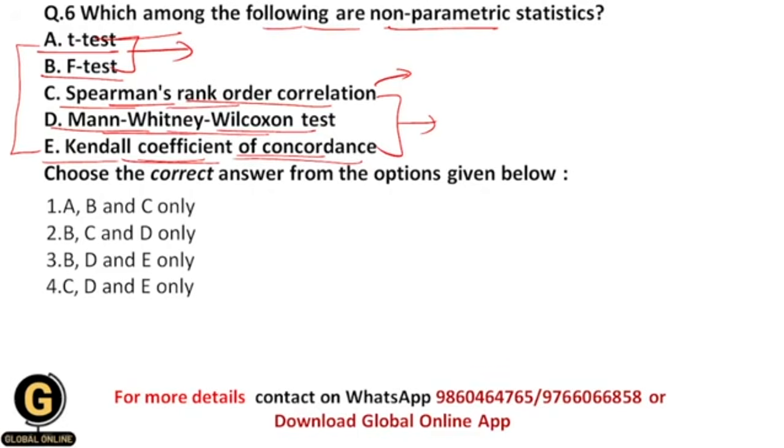Next is Mann-Whitney Wilcoxon test. This is the alternative test for unpaired t-test. Unpaired t-test is a parametric test, and if because of certain assumptions we are not able to do this parametric test, then alternatively instead of this we can follow Mann-Whitney Wilcoxon test. And the last one is Kendall's coefficient of concordance. This is again a non-parametric test, and it is used for assessing agreement among raters basically. And that's why here your correct answer should be 4, that is C, D and E only.